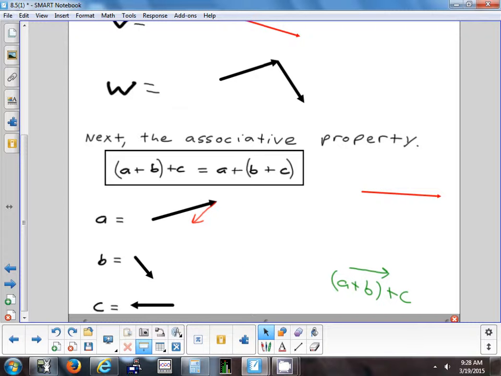Any question on that? So that's more of a visual thing. You can't really write all that down in your notes, moving things around like that. But it's just a visual way to show you that associative and commutative property work for vectors.